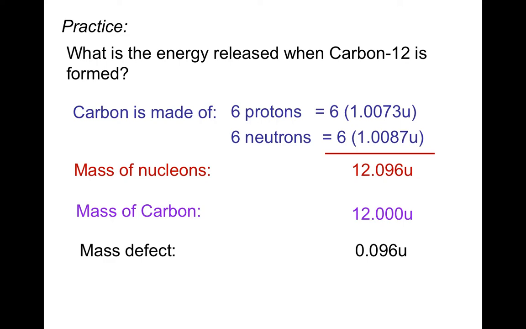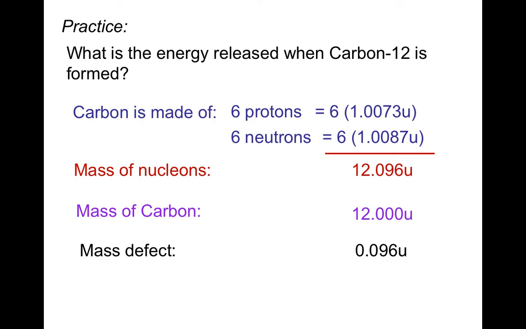However, you should know that the mass of carbon is 12, right? So if you look at the mass number for carbon, it is 12. So you see there's a difference here, right? So the mass of the nucleons individually gives me 12.096, but the mass of the nucleus of carbon is 12. So there's a difference there. The mass defect is 0.096.